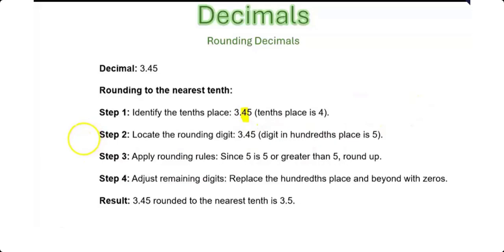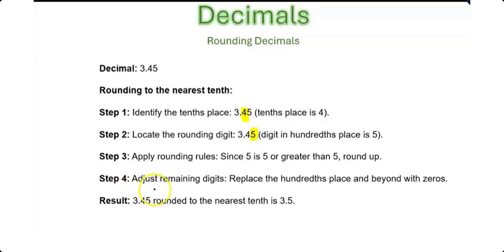Step 2 says locate the rounding digit. So remember, we want to look at the digit next door or beside it, which is the 5. That's what we're going to use to apply the rounding rules. Now, applying the rounding rules, since 5 is 5 or greater, you have to round up. Remember, if the rounding digit is 5 or more, you're going to round up. So that means the 4 is going to become a 5.